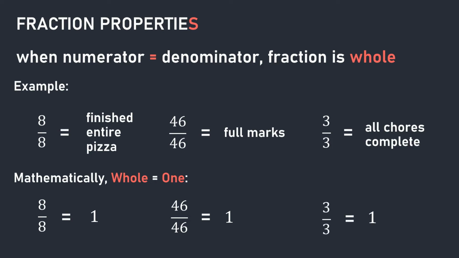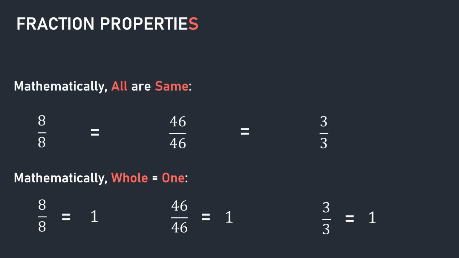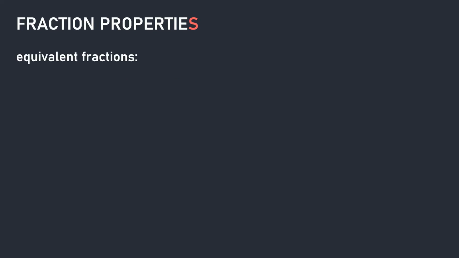And so just to put the icing on the cake here, we can take it one final step and say that these fractions, since they all equal 1, are mathematically equivalent to each other because they all represent the same mathematical quantity, which is 1. And this actually helps us segue well into the next property, known as equivalent fractions.